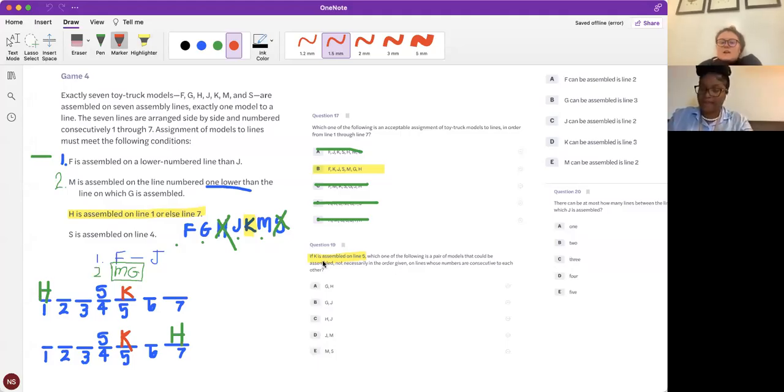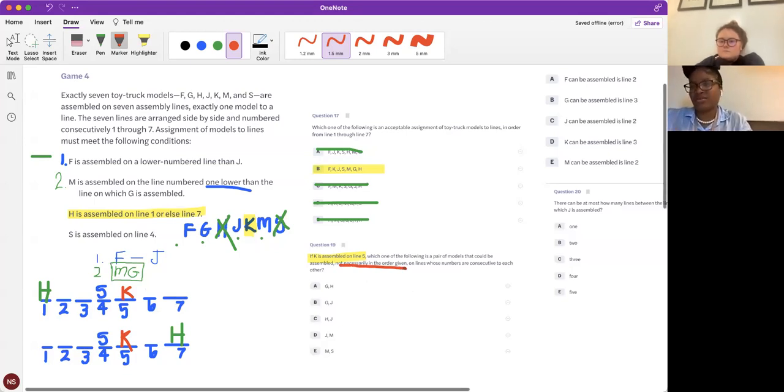So it says, is K assembled on line 5? Yet we have K on 5. Which of the following is a pair of models that could be assembled, not necessarily in the order given? So what does "not necessarily in the order given" mean? I don't know. So what is the order given in A?